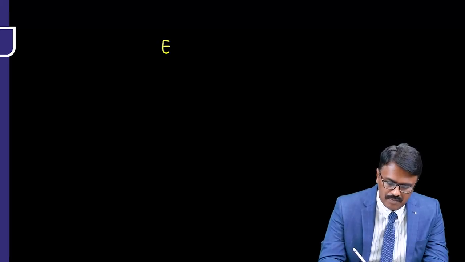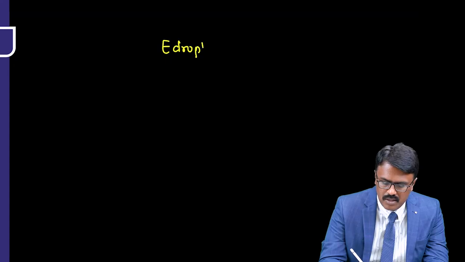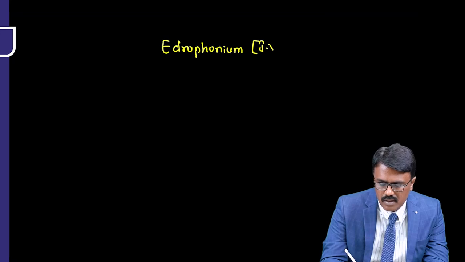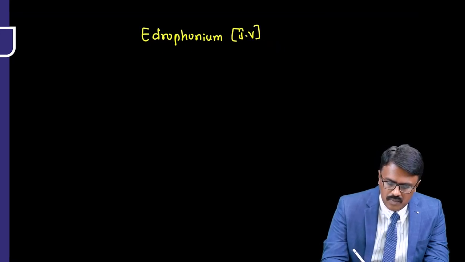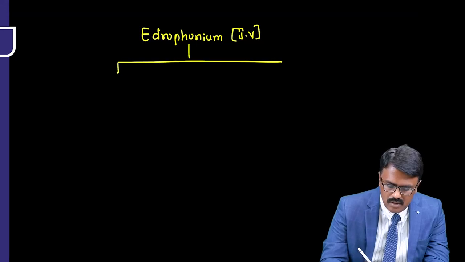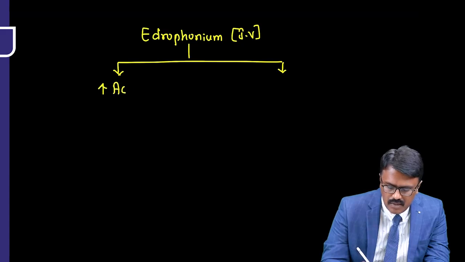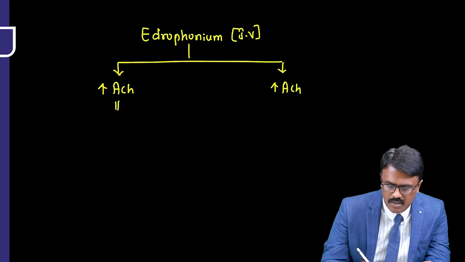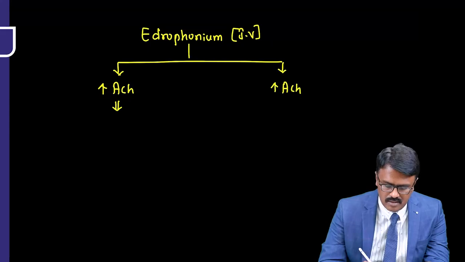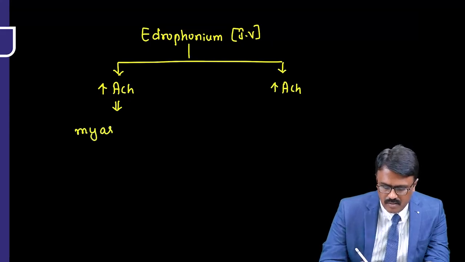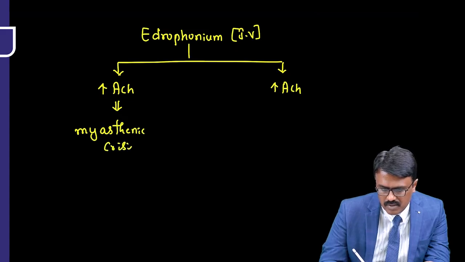Again, for differentiation, we use the drug by the name edrophonium. We give the drug intravenously. Now when I give edrophonium, it will increase the acetylcholine activity. Now what happens if the patient is having myasthenic crisis?